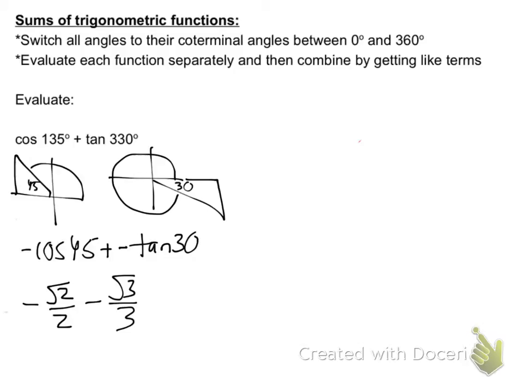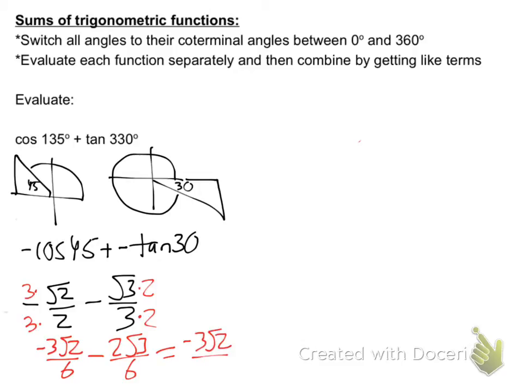Now we just got to put them together. You got to have a common denominator, and that common denominator will be 6, so 3 and 3, 2 and 2. So a negative 3 square root 2 over 6 minus 2 square root 3 over 6. Because we're down in the second quadrant, cosine's negative. So the answer is negative square root of 2 minus 2 square root 3 all over 6. And there's your answer.